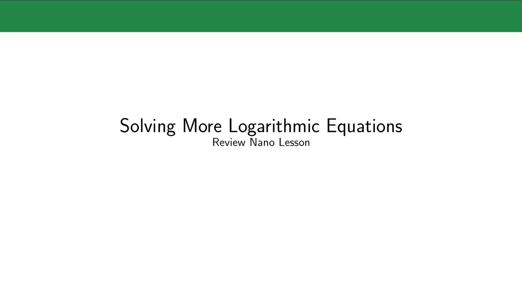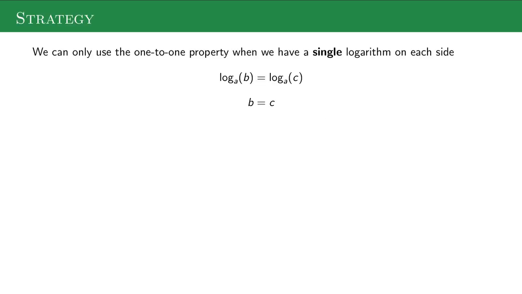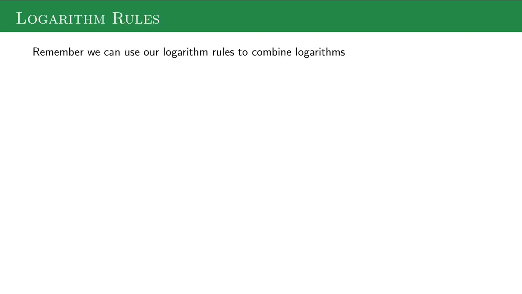In this video, we're going to solve some more logarithmic equations. First thing to know is that we can use the one-to-one property only when there's a single log on both sides. When there's a single log on both sides, we ignore them, and we just get b equals c. But we can use our logarithm rules in order to combine logs.